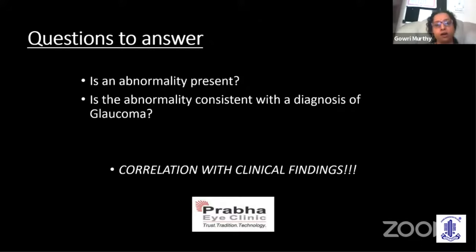So there are a lot of defects which can mimic glaucoma. There are various diseases like neurological diseases, retinal artery or vein occlusions, which can cause defects very similar to those found in glaucoma. There's no time to show all of those. So one should correlate with the clinical findings, and that is the most important thing to take home.